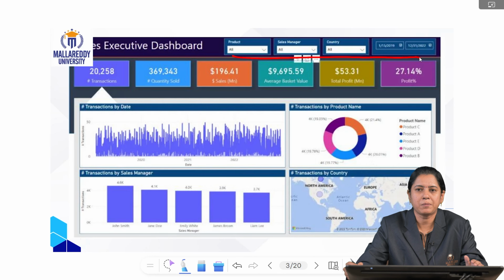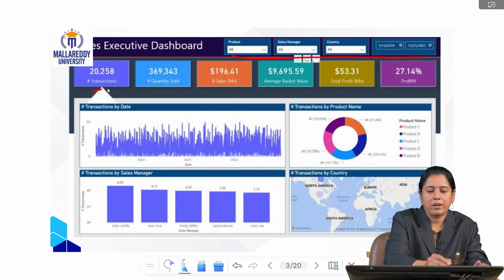Why does this dashboard contain different types of charts? Suppose this dashboard is developed by a data analyst. Why did the data analyst not design it with the same chart? Why did he use different charts? That is the core here. Not all charts give the same information. Different charts give different information, and we can derive different patterns using different charts.